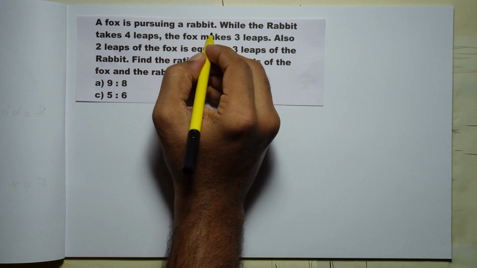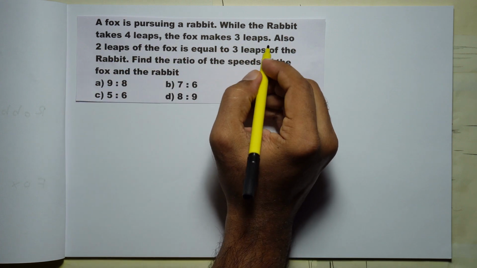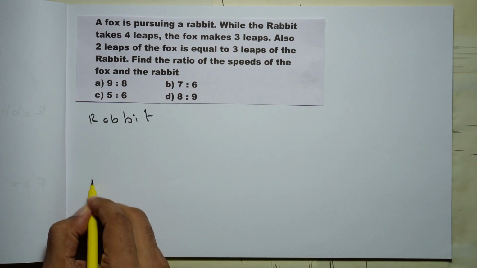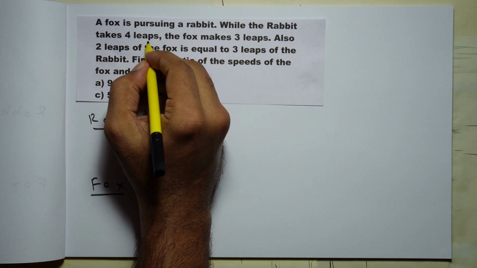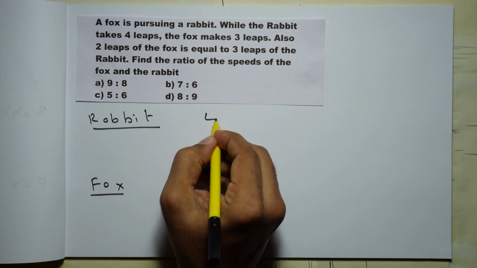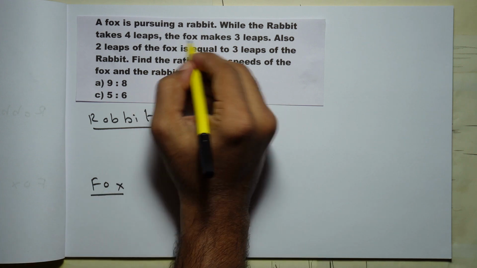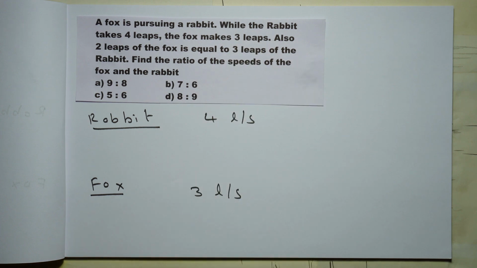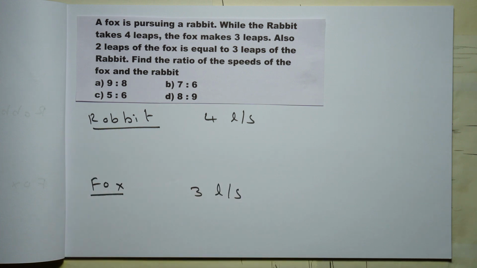A fox is pursuing a rabbit. While the rabbit takes 4 leaps, the fox makes 3 leaps. So we'll just represent this data. So you have the rabbit here and the fox here. So when the rabbit takes 4 leaps, fox makes 3 leaps. So we will assume that the rabbit makes 4 leaps per second, which means that in that same 1 second, the fox will make only 3 leaps. So fox will make 3 leaps per second. So in a fixed time, when the rabbit makes 4 leaps, the fox will make only 3 leaps.